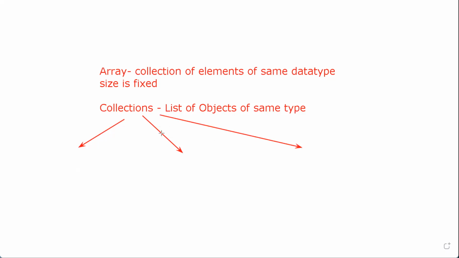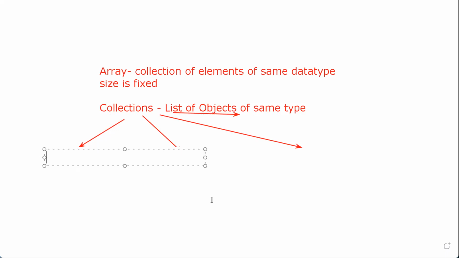Okay, we have three types. Basically, a collection is a set of interfaces and classes which will help us to store a list of objects. All the list of objects can be stored in a collection. So in collections, basically, we have three types.